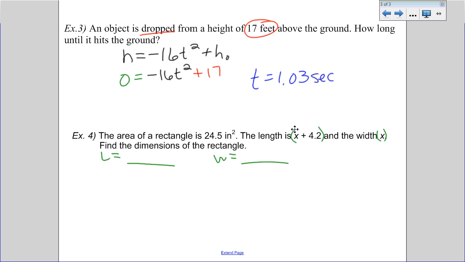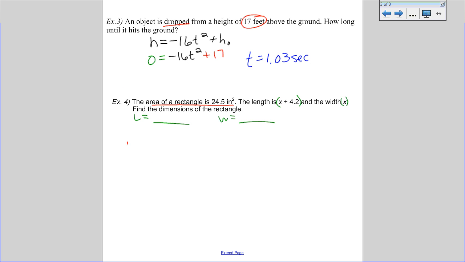Well, how do we use this information to help me? If I'm given area, I know that I'm going to use area equals length times width. And so from there, I'm going to plug in what I know. I know the area is 24.5. I know that the length is x plus 4.2. And I know that the width is x. I want to be able to have a quadratic equation that I can find an A, a B, and a C value for in order to run that program.